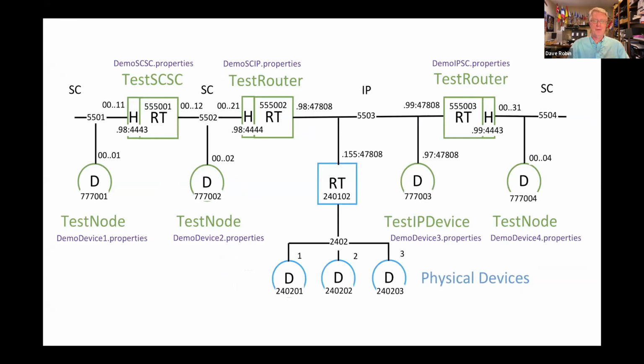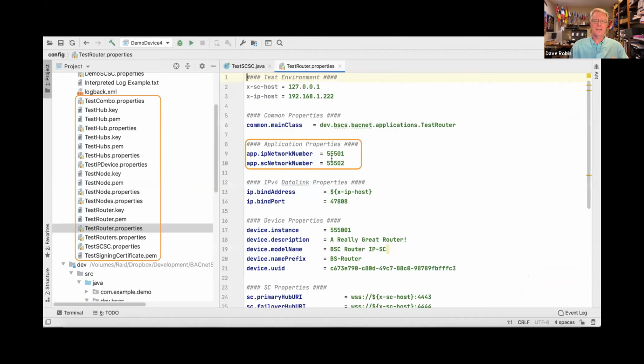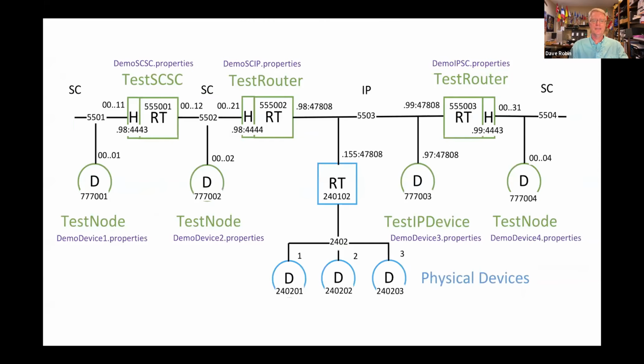Now, this is an example of a test setup that we're going to get to, but we don't want to write code for all this. I want all of this to be driven by properties files, and that's what we're doing here. Test SC, test router, all these green things are the little apps that come with the toolkit, but we're going to make this test SC one over here. They're all driven by text files, and that's what the little purple annotation is here. So let's look at one of those.